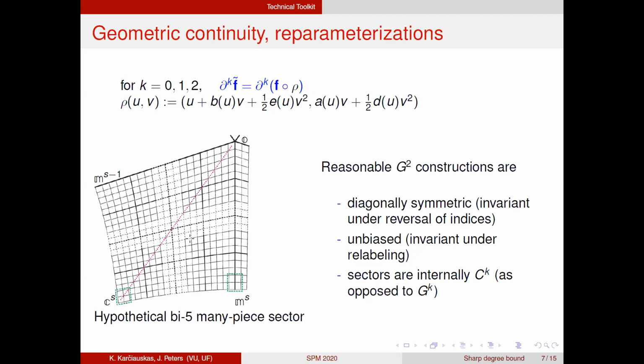Final assumption for reasonable G2 constructions is that the sectors should be internally C2. So all of these transitions between bi-5 pieces should be smooth, matching derivatives without change of variables. There are several reasons for that, but one being that we're going to refine this structure, and this structure, being piecewise polynomial, has many transitions that already must be parametrically, without reparametrization, differentiable. So all these transitions here will be C2, not G2 internally.